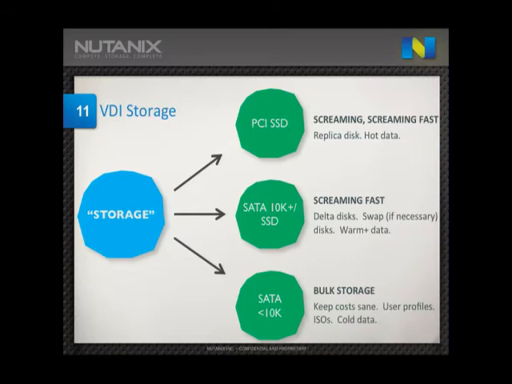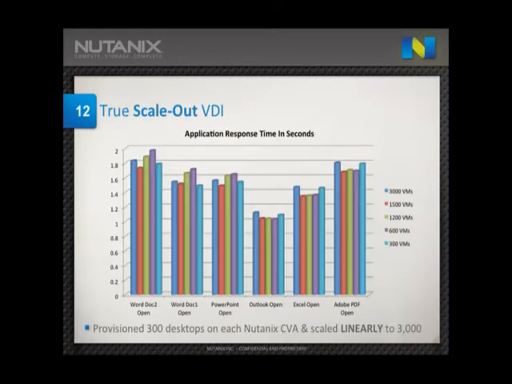It should live on screaming fast disk, because if everyone's connecting off the same linked clone and it's running on super slow spinning disk, well, everyone's going to be slow and agitated, and if they've been drinking, they might start throwing stuff. So we want the replica disk to live on super fast. In the Nutanix solution, it's on Fusion.